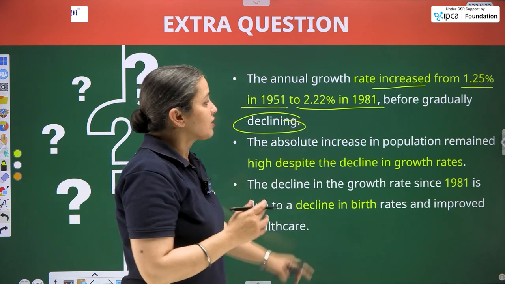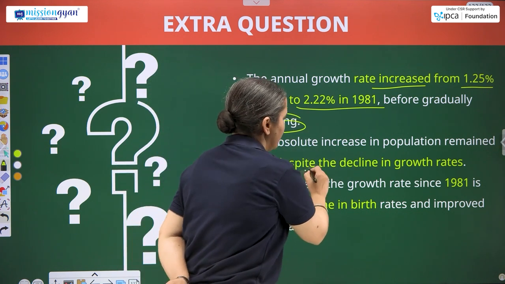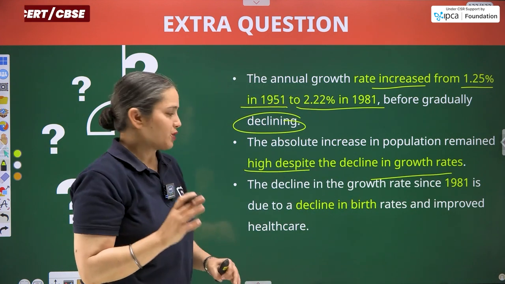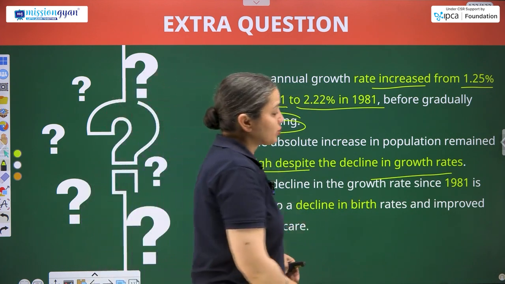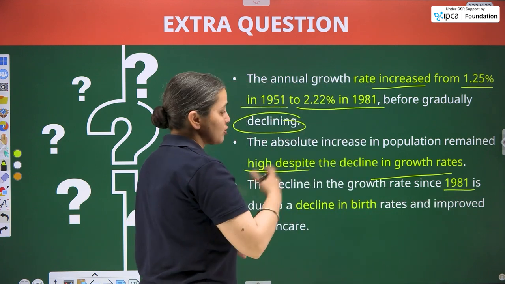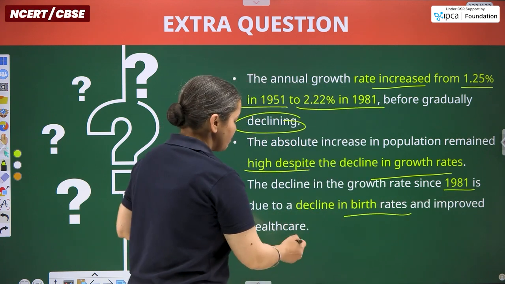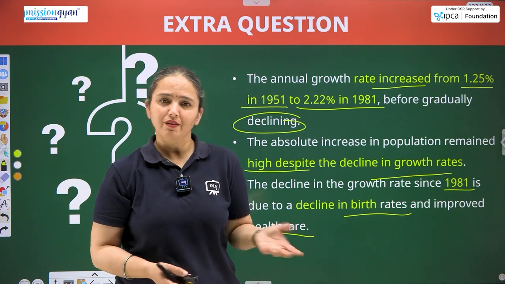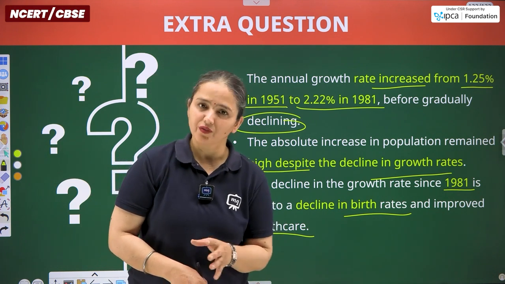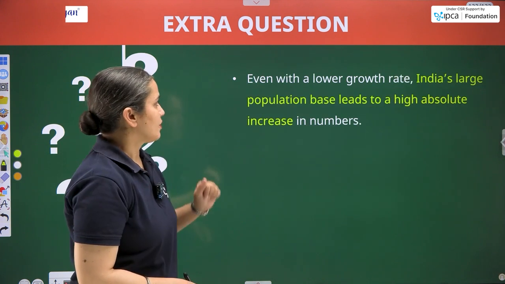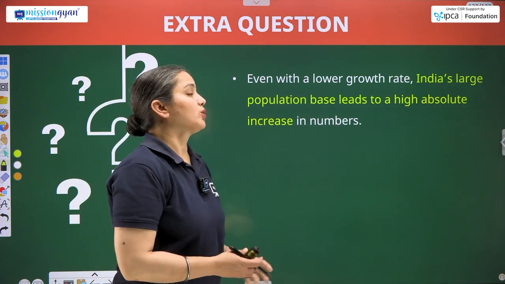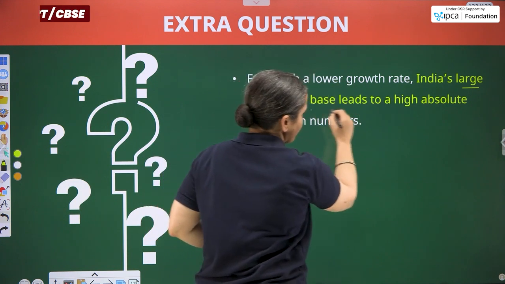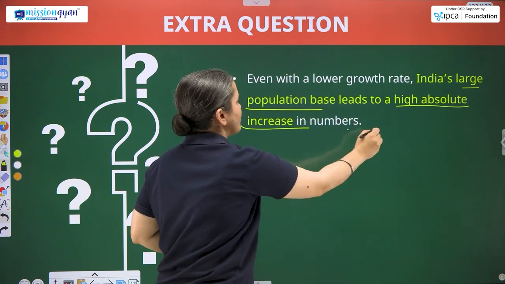So, the absolute increase in population remained high despite the decline in the growth rate. It can vary from the absolute part. The decline in the growth rate since 1981 is due to a decline in birth rate and improved healthcare. Quite obviously, health facilities have improved. Even with a lower growth rate, India's large population base leads to a high absolute increase in numbers.